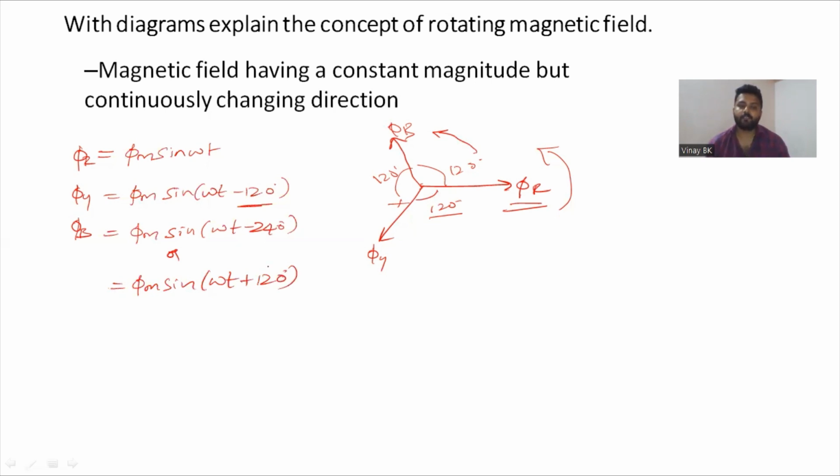Now you need to consider three cases for these three equations, phi R, phi Y and phi B. You need to check, by changing the angle of these fields phi R, phi Y, phi B, whether the resultant flux is constant or not. That is called a rotating magnetic field.